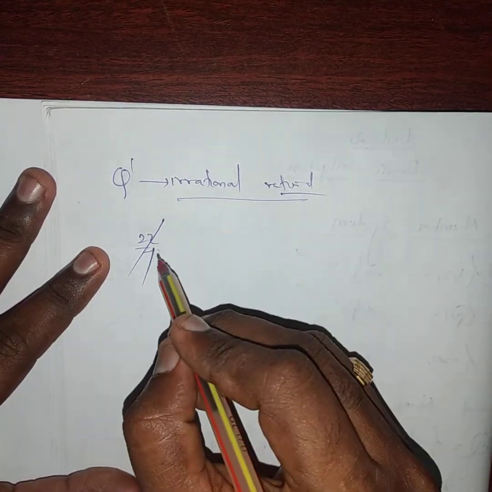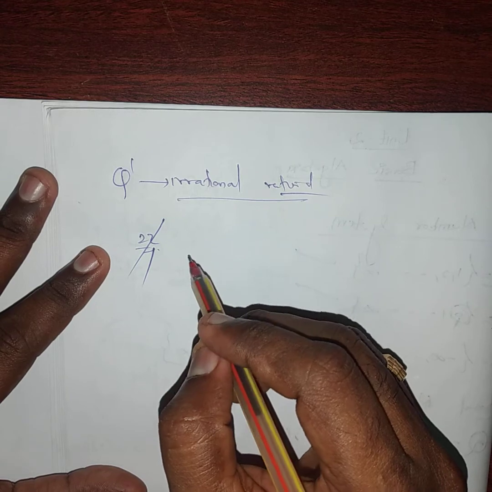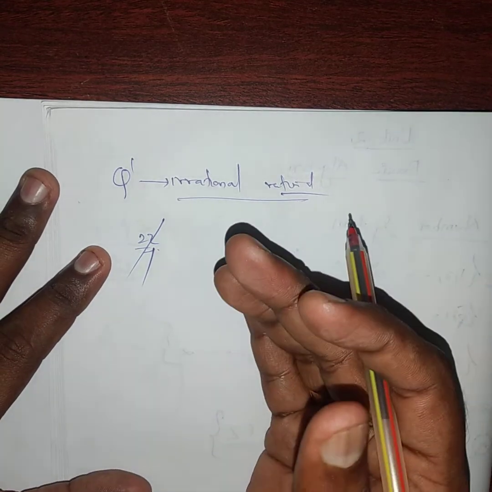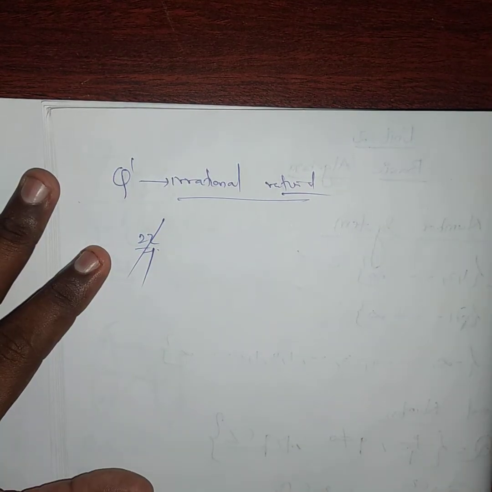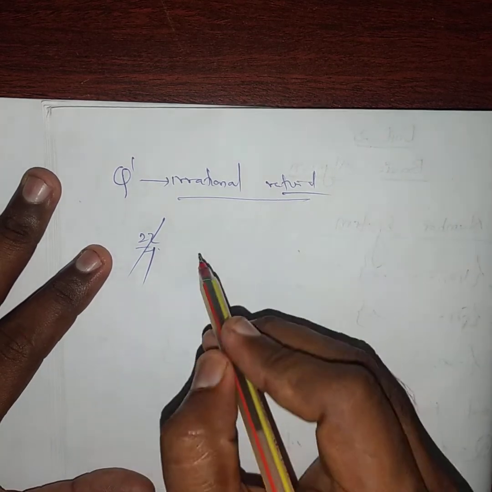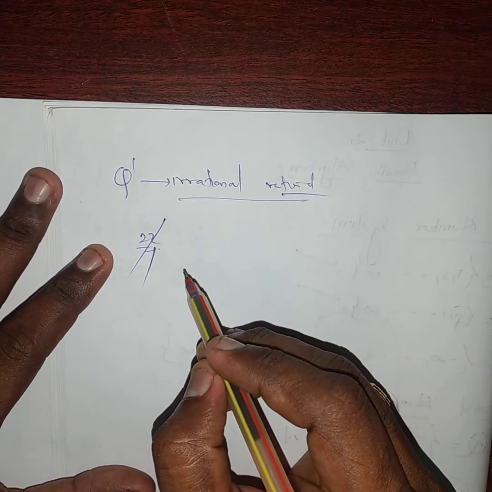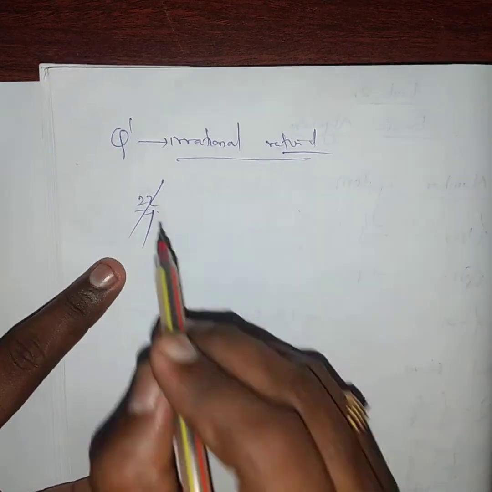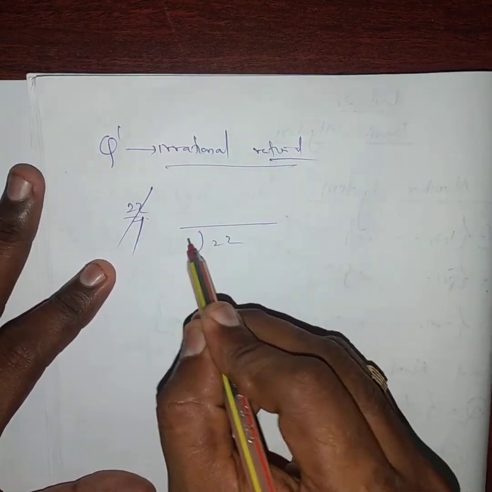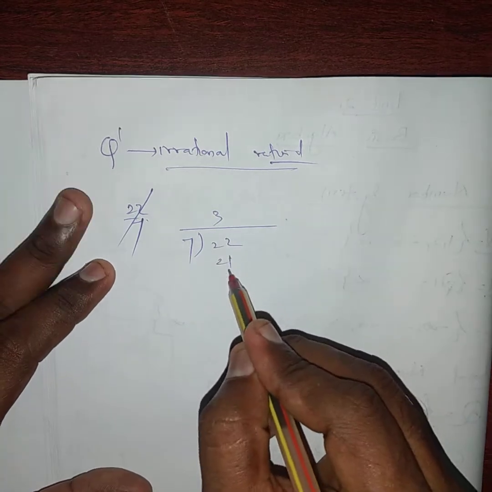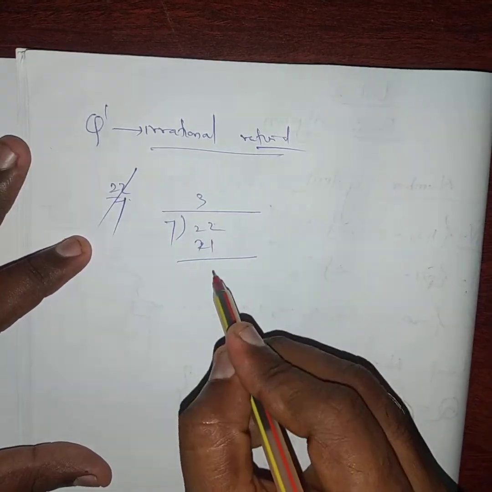Simply, an irrational number is nothing but a number which is non-terminating and non-recurring. Recurring means repetition. For example, I will take 22 by 7 itself. How many times? 3 sevens are 21. 2 minus 1 is 1.